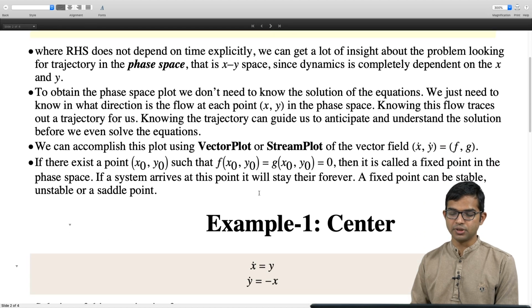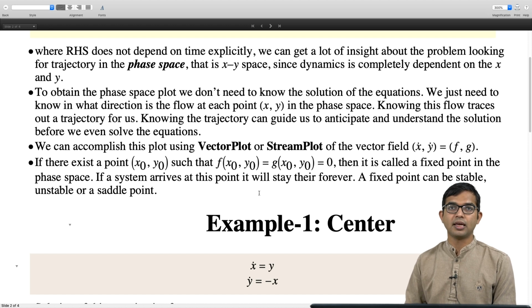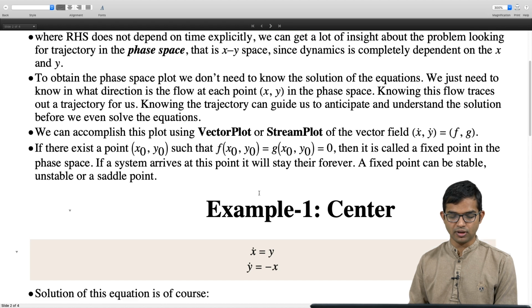So let's look at a very simple example first. Suppose I have a system where x dot is equal to y and y dot is equal to minus x. You can pause the video for a moment and convince yourself that this is a problem that you already solved. What is this problem? Okay, now I'm going to continue and tell you the answer.